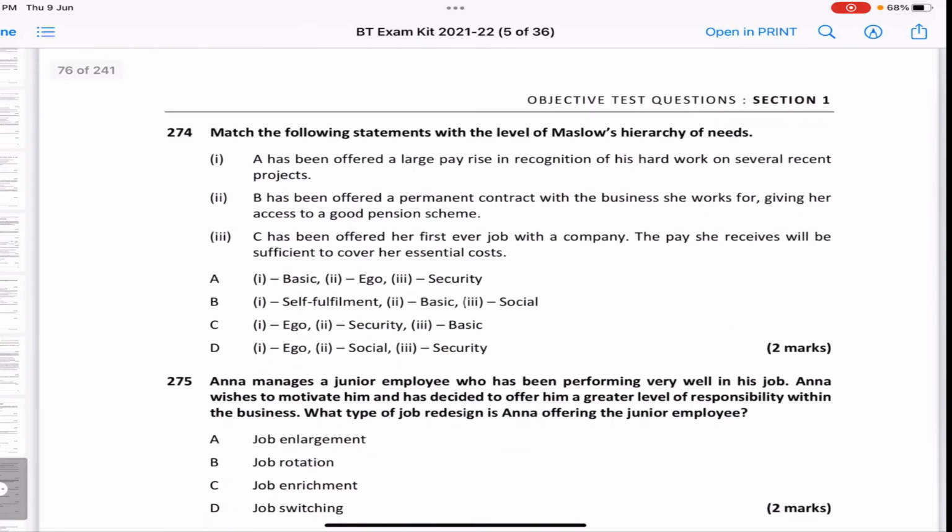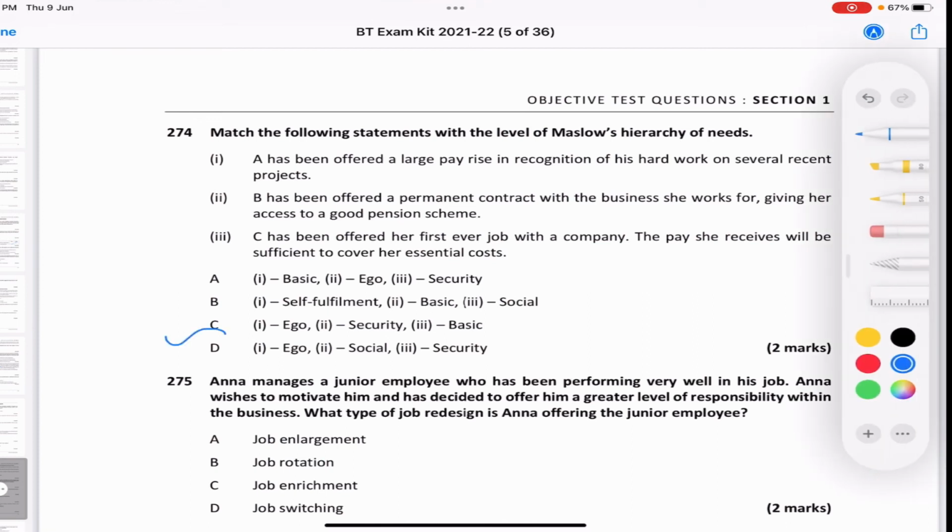Match the following statements with the level of Maslow's hierarchy of needs. A has been offered a large pay rise in recognition of his hard work on several recent projects. So the first one is ego. B has been offered a permanent contract with the business, giving her access to a good pension scheme. So that is something which is related to security. C has been offered her first job. The pay she receives will be sufficient. So this is something which is related to the basic needs. So the answer which we have discussed is C.